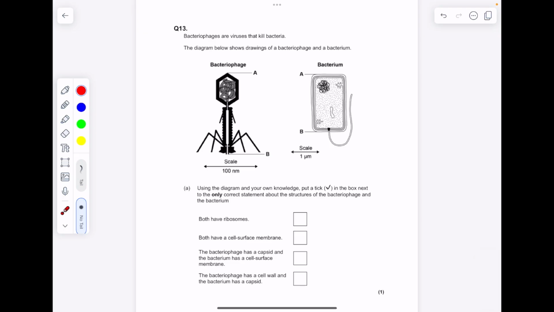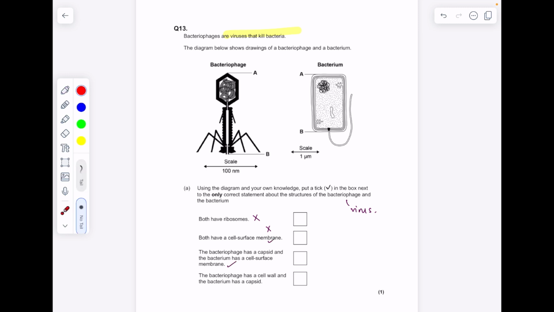Bacteriophages are viruses that kill bacteria. The diagram below shows drawings of a bacteriophage and a bacterium. Using the diagram and your own knowledge, put a tick in the box next to the only correct statement about the structures of bacteriophage and bacteria. So there's your virus. Both have ribosomes. That's not true. Viruses don't contain ribosomes. Both have a cell surface membrane. Again, not true. The bacteriophage has a capsid, and the bacteria has a cell surface membrane.